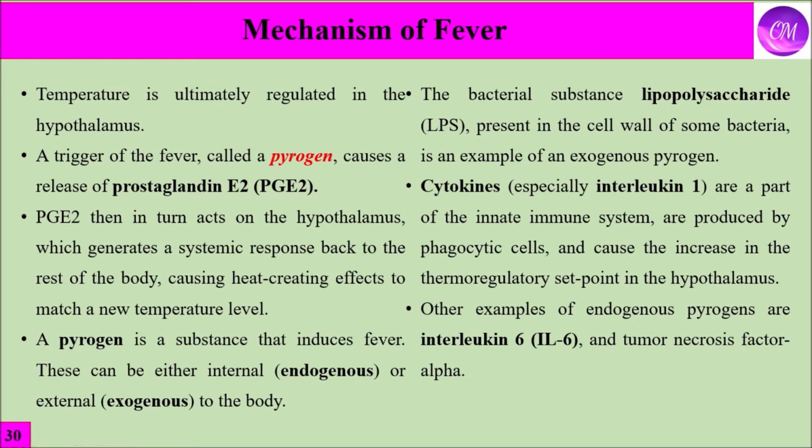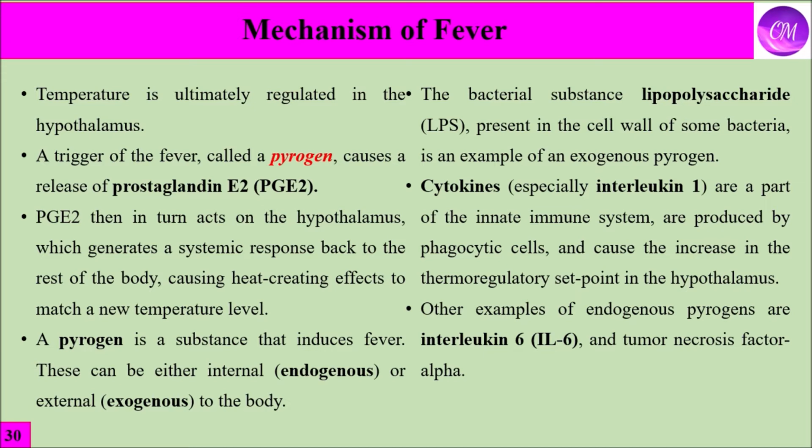Now let's discuss the mechanisms of fever. Temperature is ultimately regulated in the hypothalamus. A trigger of the fever, called the pyrogen, causes a release of prostaglandin E2. The prostaglandin E2 then in turn acts on the hypothalamus, which generates a systemic response back to the rest of the body, causing heat-creating effects to match a new temperature level.